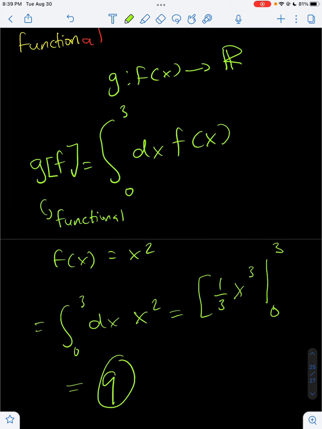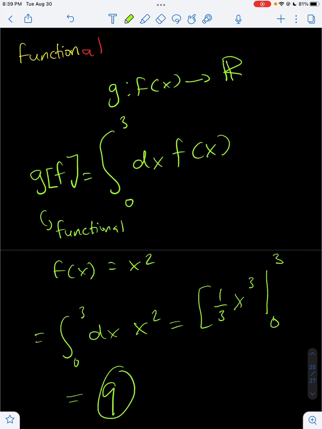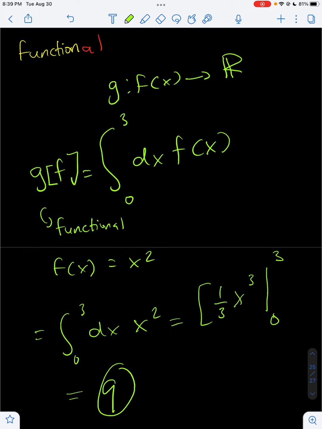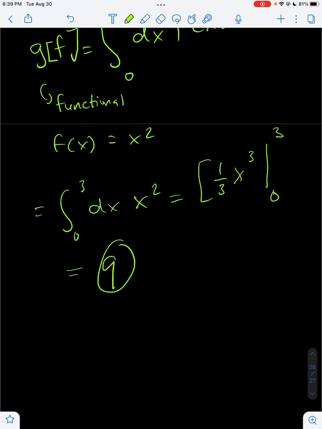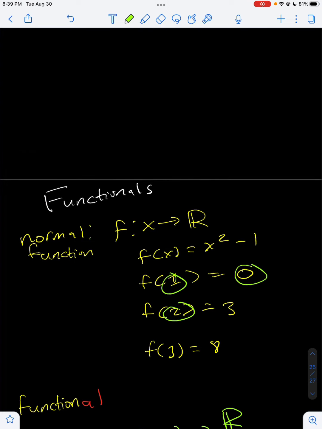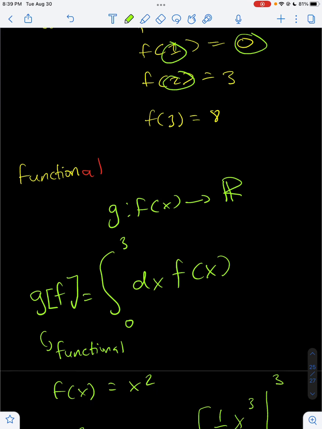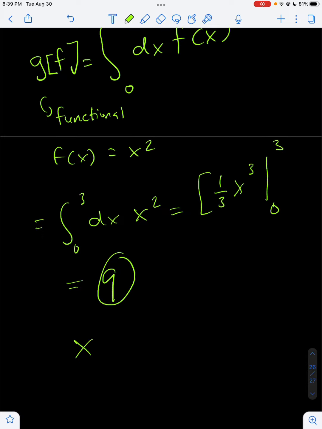So g is a functional since it took a function, x squared in our case, and assigned it a real number, 9. But you can choose a different function. Just like how we chose a different number for the input of a function, we can choose a different function for a functional. We can choose the function x, or x minus 1.